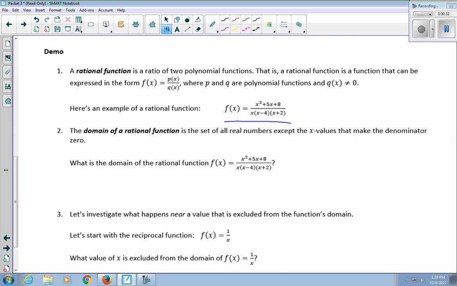The domain of a rational function is the set of all real numbers except any x values that will make the denominator 0. So for this rational function here, any x values that would make the denominator 0 would be x values to exclude, and that would be x equals 0, 4, and -2. Right? So my domain is all real numbers except for 0, 4, and -2.